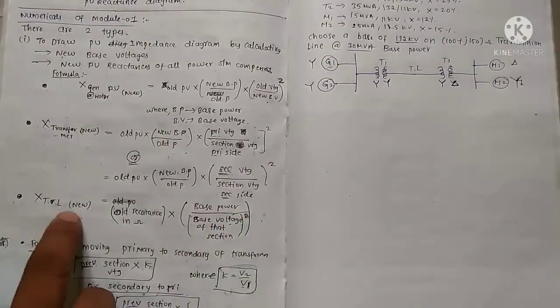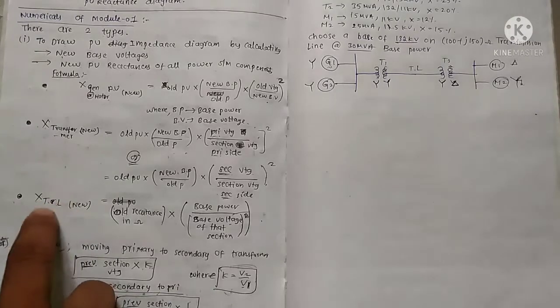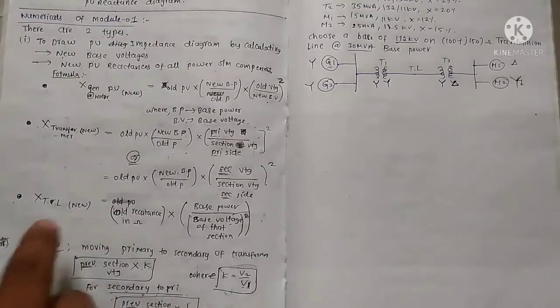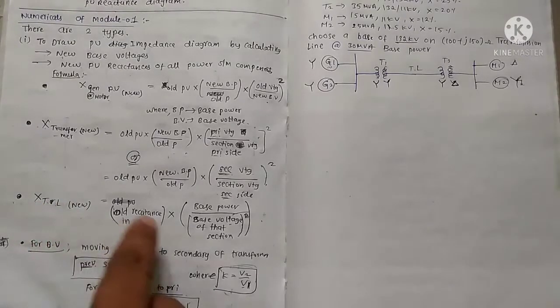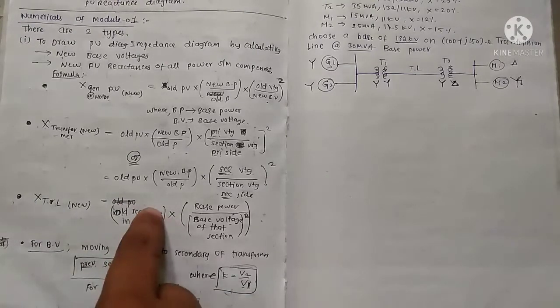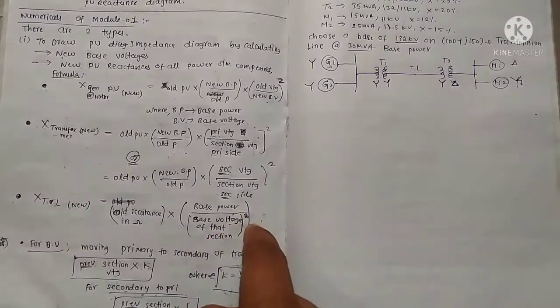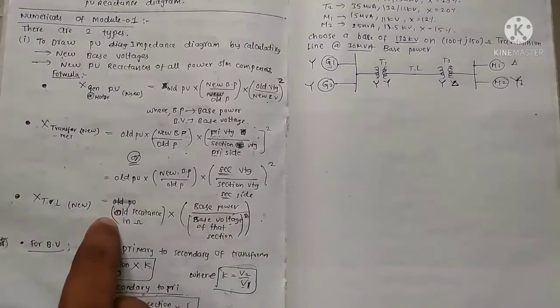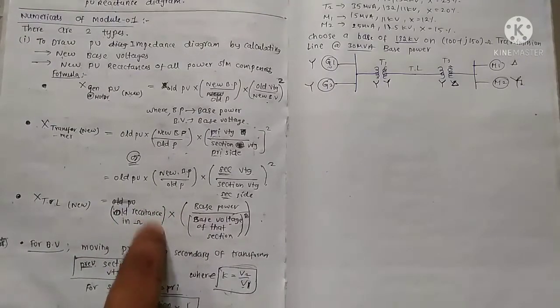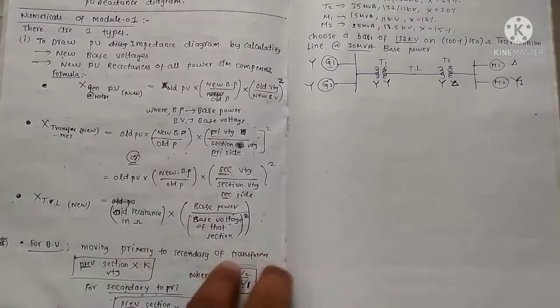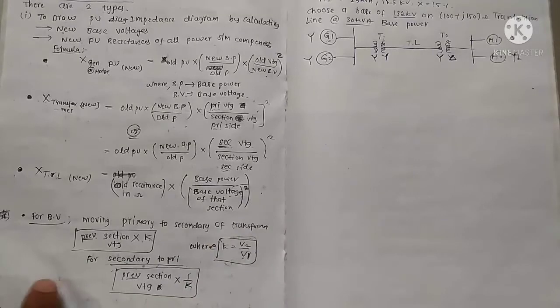And X transmission line new. Generally, transmission lines are given in ohms. In that case, the old reactance in ohms multiplied by base power divided by the base voltage of that section, whole squared. Don't worry about all these formulas. While solving the numericals, we will come to know very easily. And then note it down.